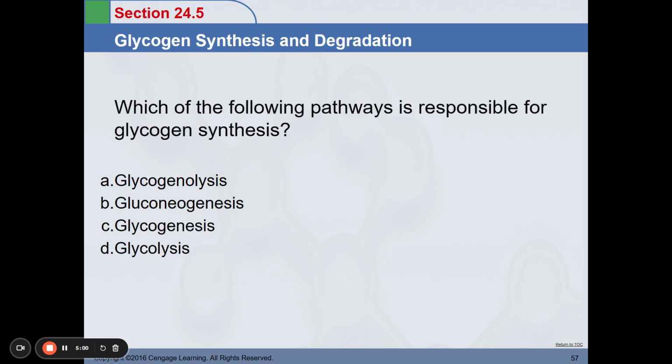You may pause the video if you want to answer this multiple choice question. As a review, which of the following pathways is responsible for glycogen synthesis? Again, synthesis, genesis, production. This can be a bit confusing if you're not familiar with the terms, but glycogen and genesis, so the answer for this one is letter C.